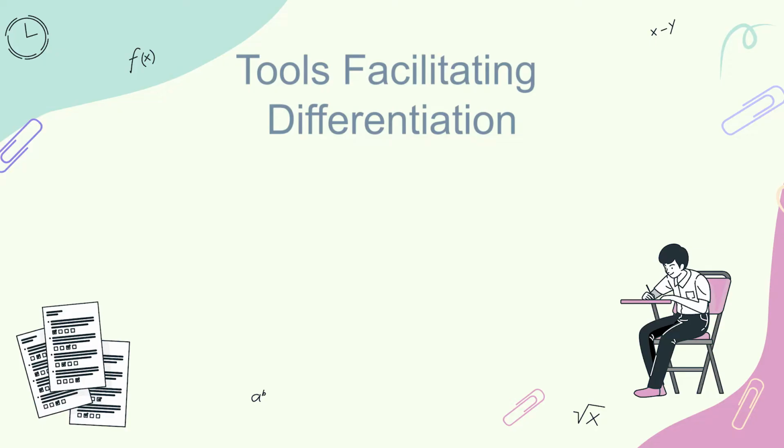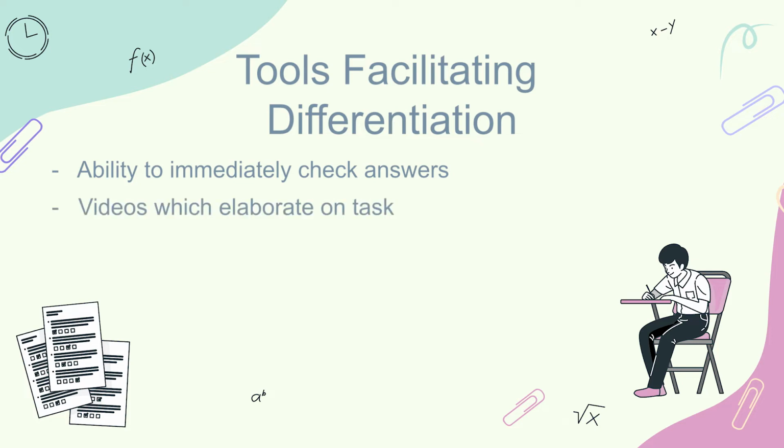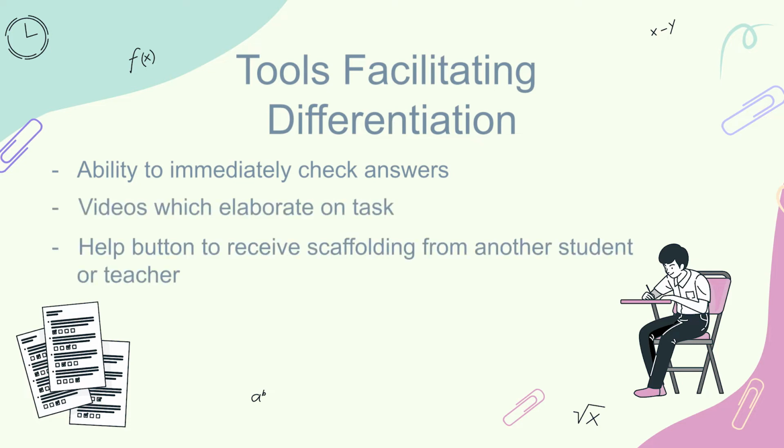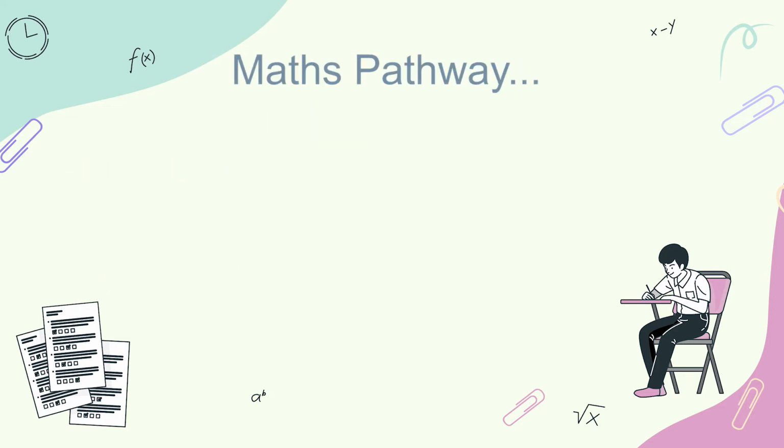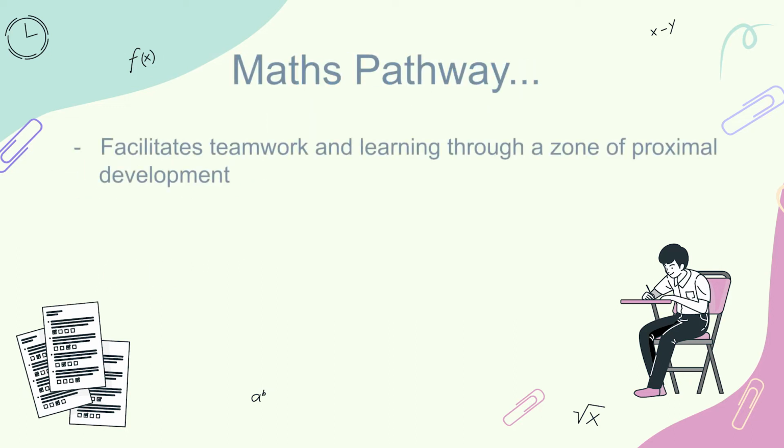Within the modules, students are able to immediately view the answers to the questions, view short videos further elaborating on the module, and even ask for help, in which Maths Pathway can suggest a class member who has already achieved mastery of this module. This is done to encourage teamwork and facilitate a deeper understanding of Vygotsky's idea of matching a knowledgeable other and a learner's zone of proximal development.